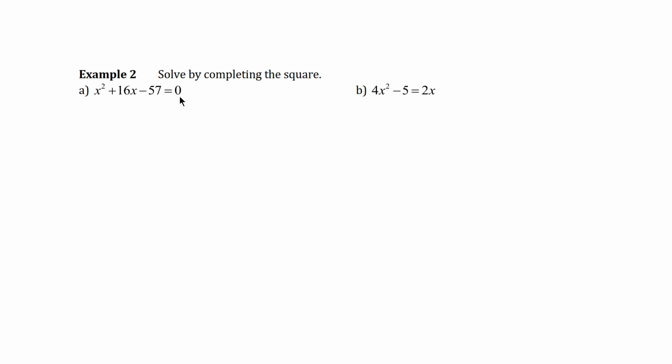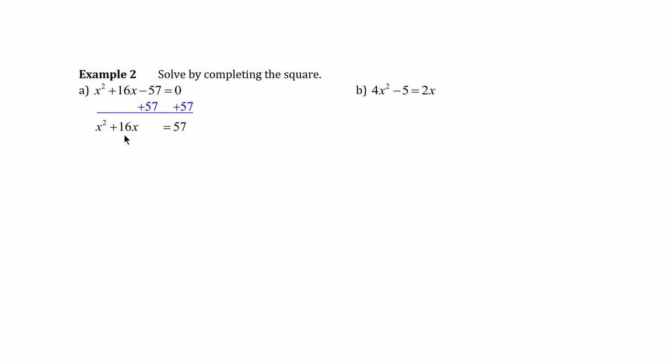The first step is to isolate the terms with the variables on one side of the equation by getting rid of the −57. So we're going to add 57 to both sides of the equation. The result is x² + 16x, and I'm going to leave a space here for completing the square, = 57. The second step we could skip because the coefficient of x squared is 1. So we go directly to step 3 and complete the square.